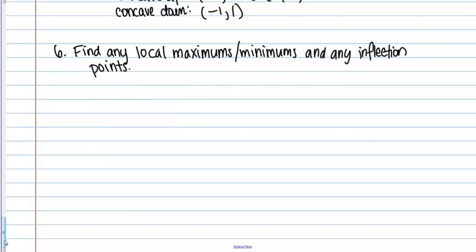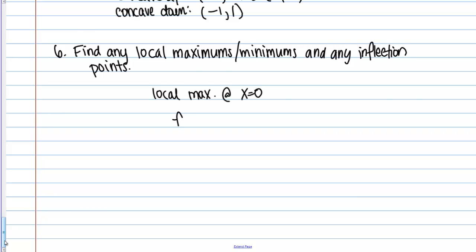Okay, so let's record that information. There's a local maximum at x equals 0. Now what's really good to do: we know there's a local maximum at x equals 0, but let's go ahead and find the y value that's associated with that. That way, when we're actually making our graph, we can put the point on there.